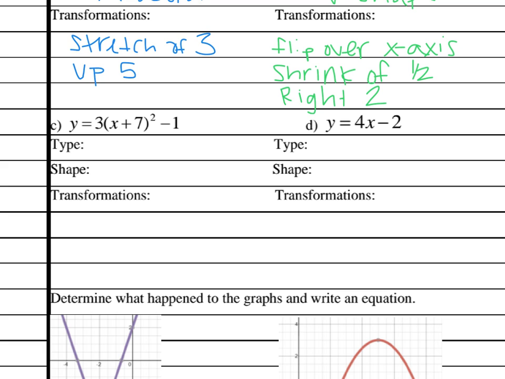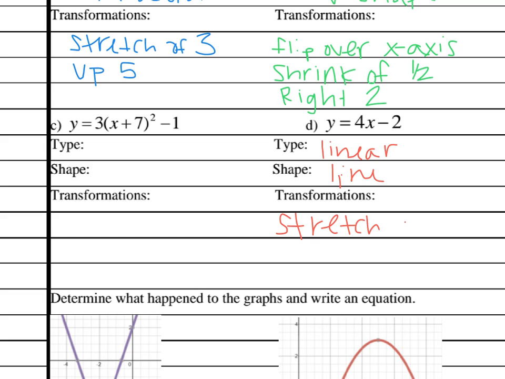Let's take a look at example D. It says y equals 4x minus 2. That is linear. And the shape is a line. We can still look at this as transformations even though we know it's a straight line. 4 is our slope, but if we're looking at this as transformations, it's where the a value is in the equation, which is a stretch or a shrink. 4 is bigger than 1, so that tells us that we have a stretch of 4.